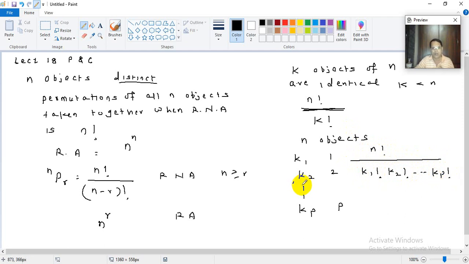And finally we saw circular permutation. What is circular permutation? Whenever you are arranging objects around a circle, how many arrangements are possible? The basic formula is that whenever there are n distinct objects, you can arrange them in a circular way, and the circular permutations are (n minus 1) factorial. So this is in short what we have done about permutations.